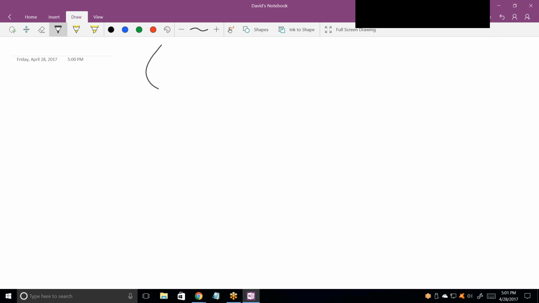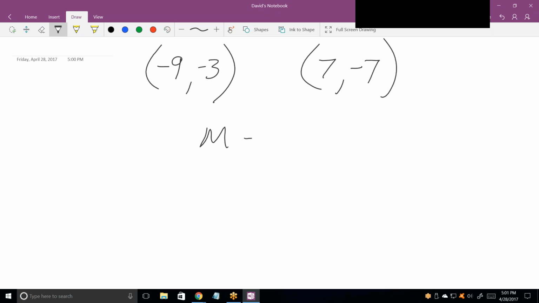Okay. So 2 points. -9, comma -3, and 7, comma -7. What's the most important thing about a line? It's straight. Slope. It's slope. So that's always the first thing you want to do, is figure out the slope. Okay.